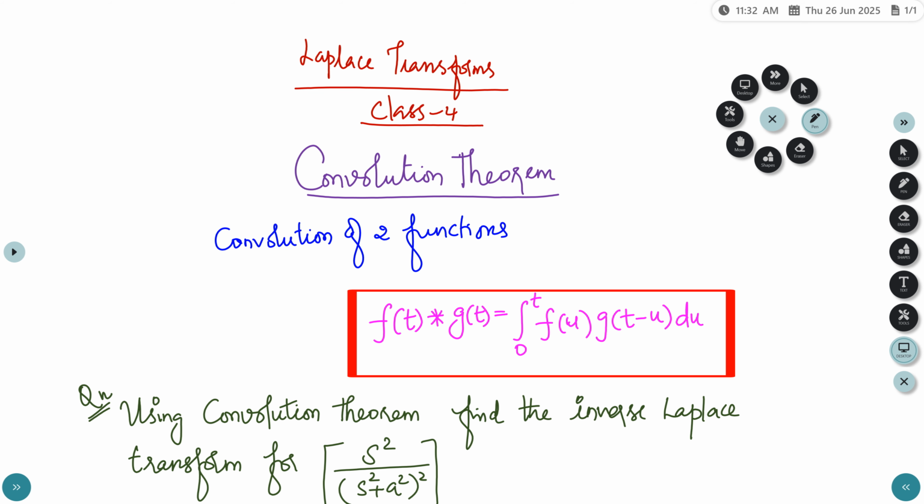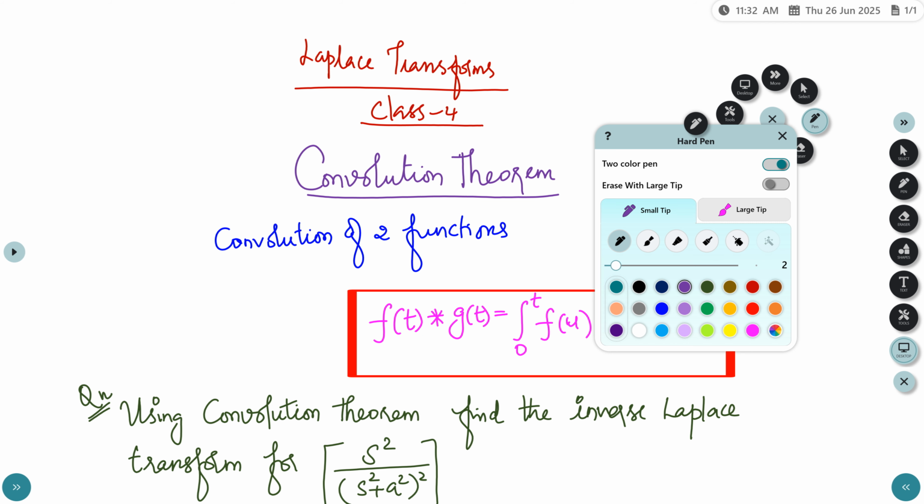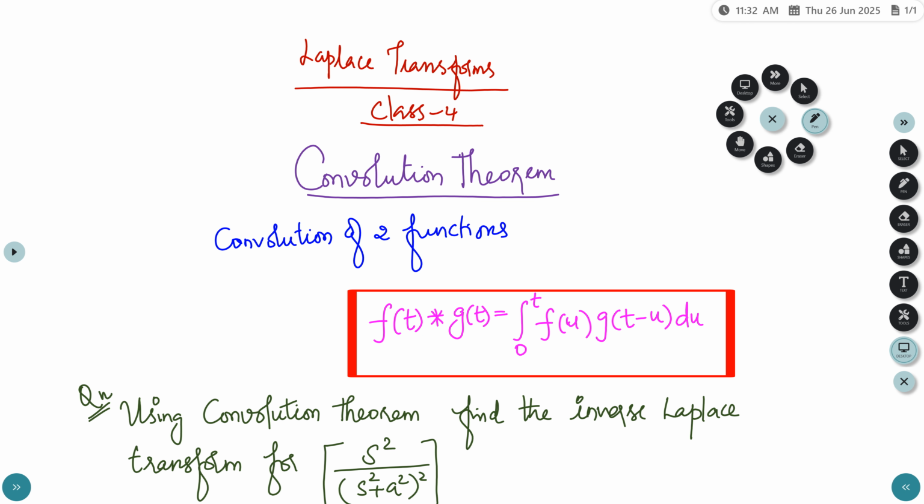Here in this class, we are going to discuss the inverse Laplace transform. How can we find the inverse Laplace transform using the convolution theorem? Before going to the class, first we have to know about the convolution of two functions. If there are two functions f of t and g of t, the convolution is denoted by star. Star is called convolution.